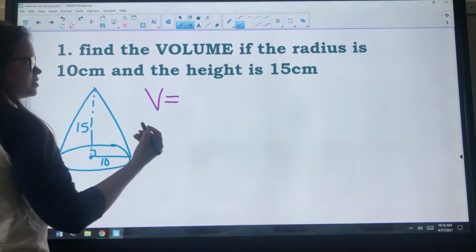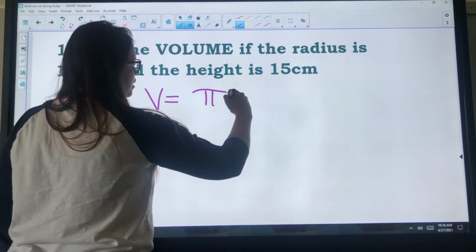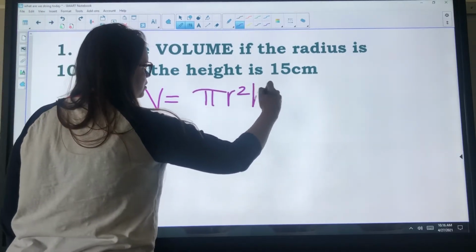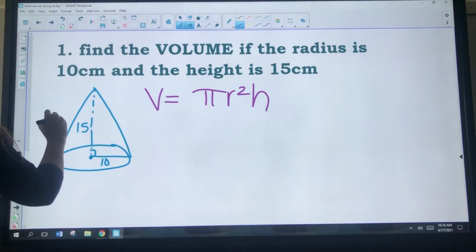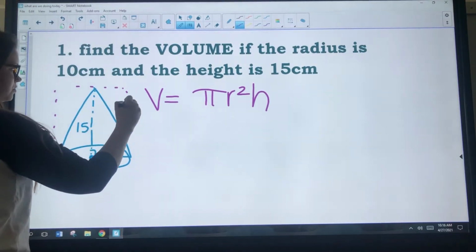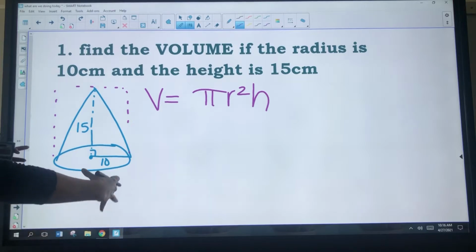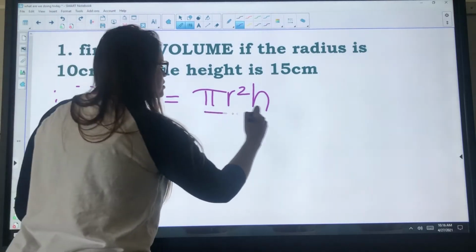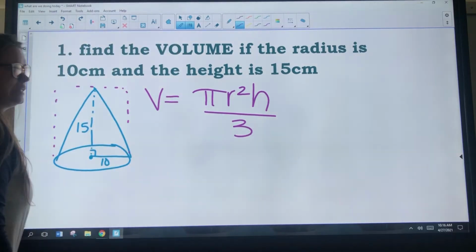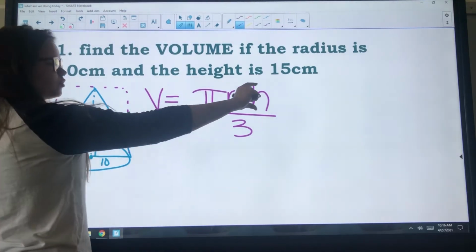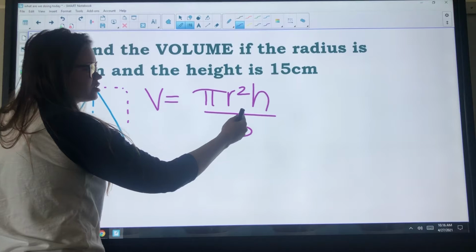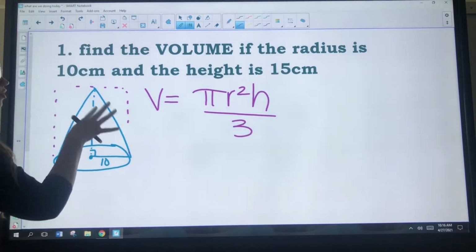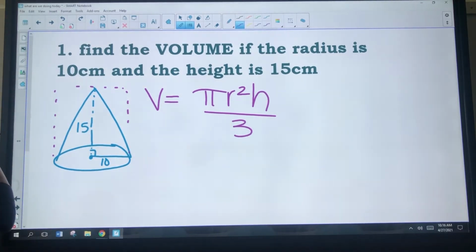It starts out the same as a cylinder. Remember that was pi r squared h. So if you take the volume of the cylinder, and we said this was 1/3 of it, that's why you divide by 3. So it's the same exact formula as a cylinder, except you divide your answer by 3 because a cone fills up 1/3 of the space.